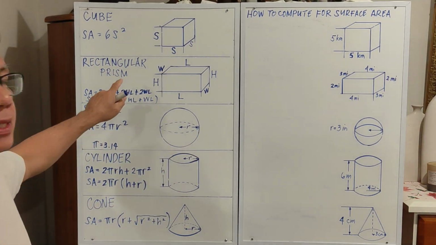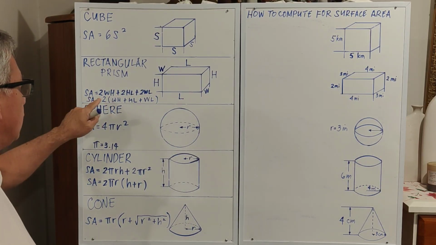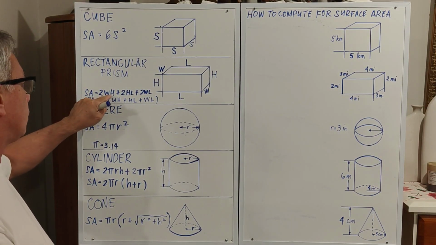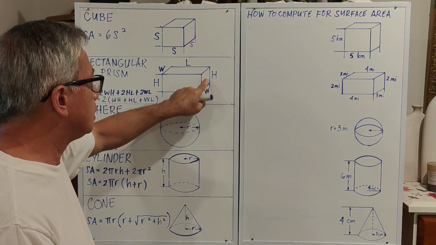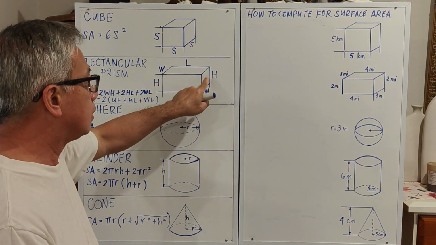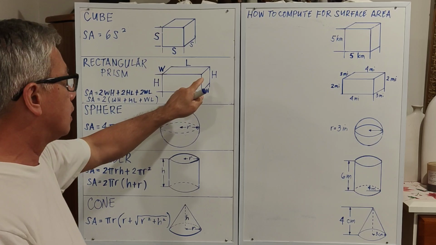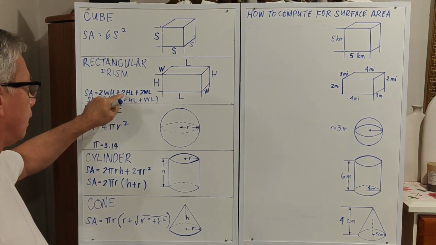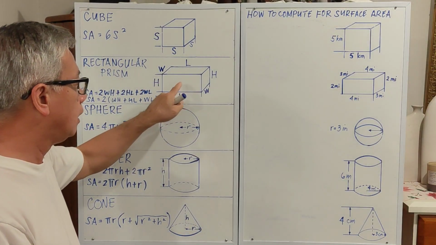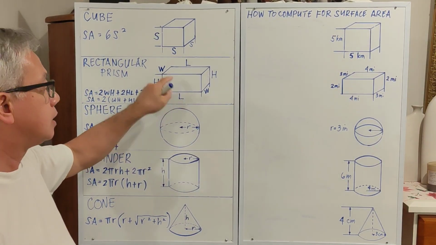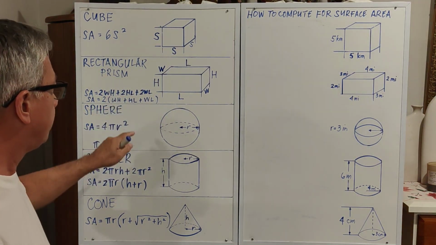For the rectangular prism, the surface area is 2 times WH. W times H is this one. The right side is the same as the left side, so we multiply it by 2. That's the left and right side. Plus 2 times HL. HL is this one, H times L. This is the front side, which is the same as the back side. So we multiply it by 2.